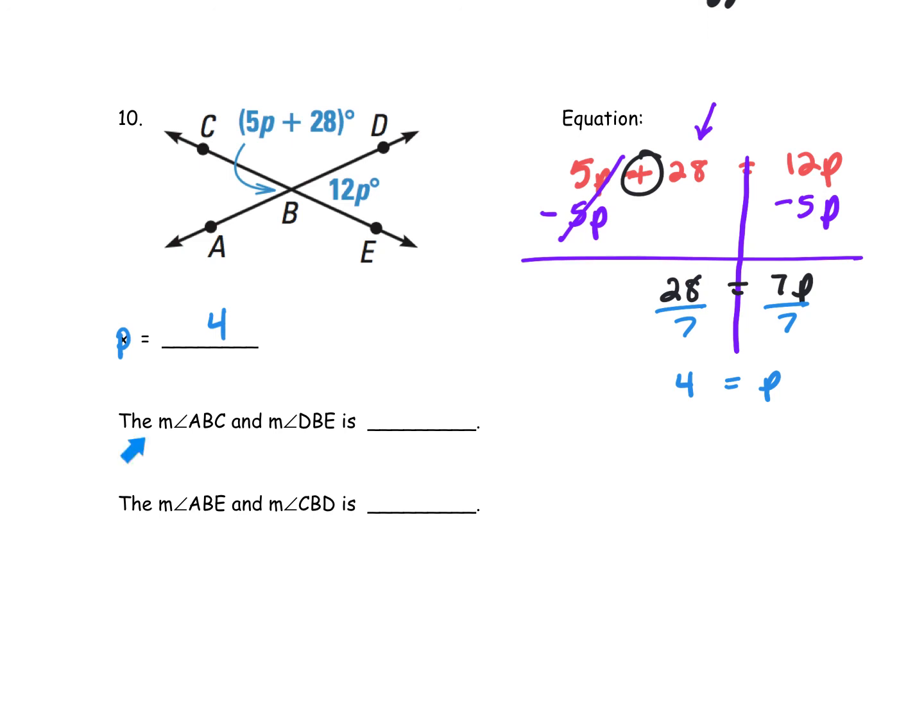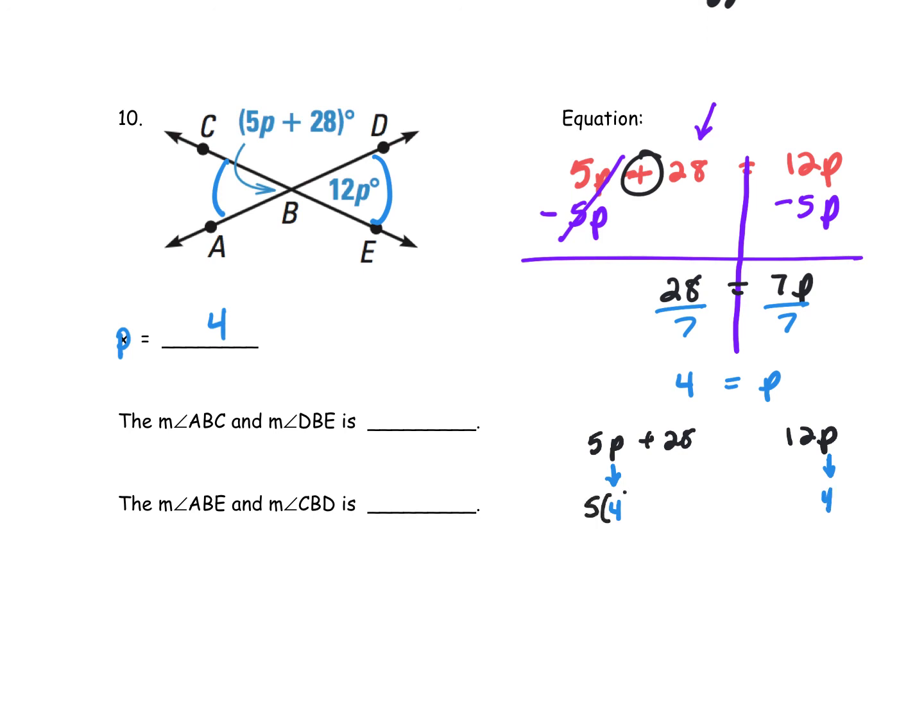The next question says the measurement of angle ABC, so A to B to C, and I like to arc it so I know what we're talking about, and the measurement of D to B to E, so they're talking about these two angles, is. There are two ways I would check this. I would take 5P plus 28. We could also use 12P, and because they should be equal to one another, we'd like for them both to have the same answer. So we're going to replace P with 4 on both of these equations.